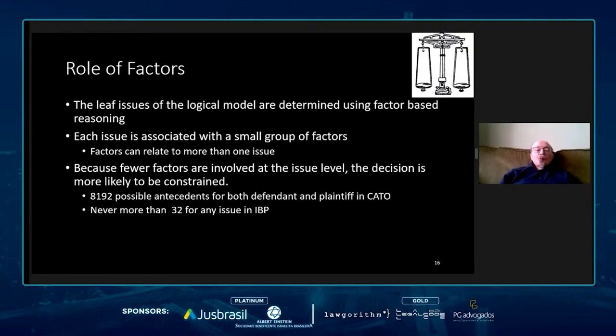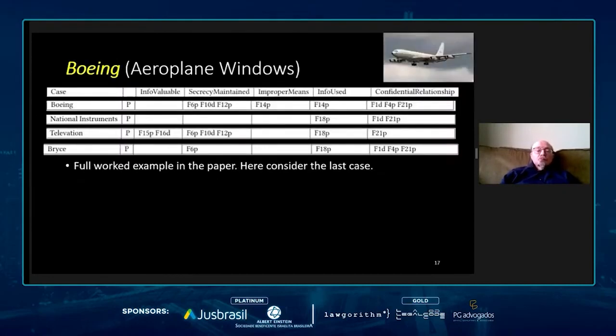However, there are never more than 32 possible antecedents to any issue in IBP. And this enables us to ignore irrelevant distinctions. In the paper, I have a fully worked example, but because of the time available, I will jump straight to the last page.